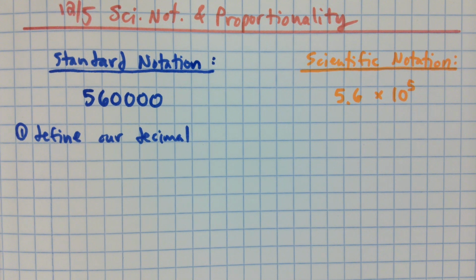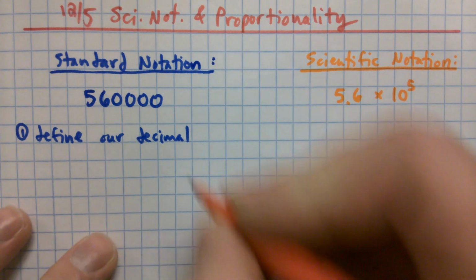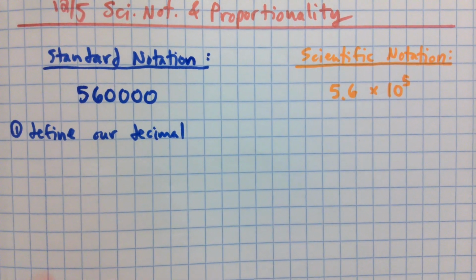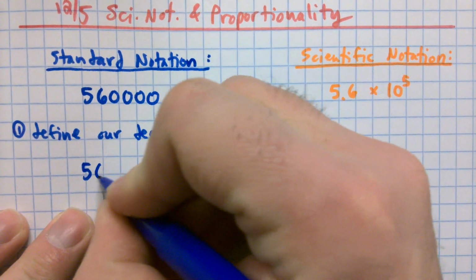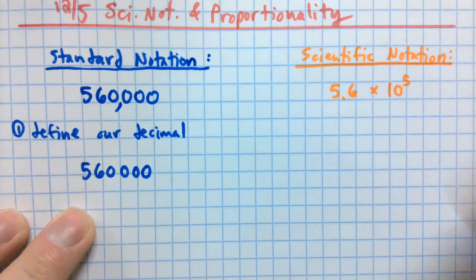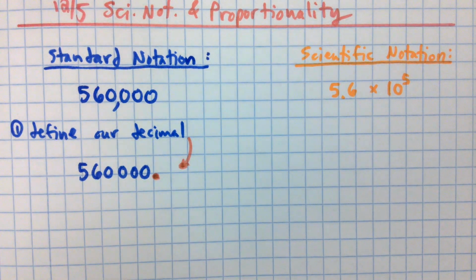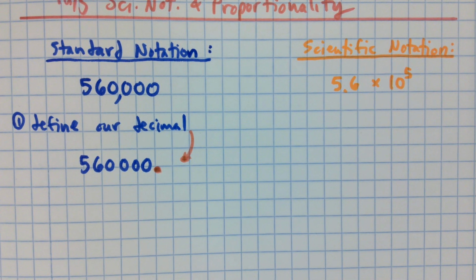Anyone remember where is my decimal at in this number? All the way at the end, to the right. Anytime we have a whole number, which means not a decimal number, we know that our decimal is going to be all the way to the right. If we have a decimal number, we know where our decimal point is because it's obvious, it's visible to us.